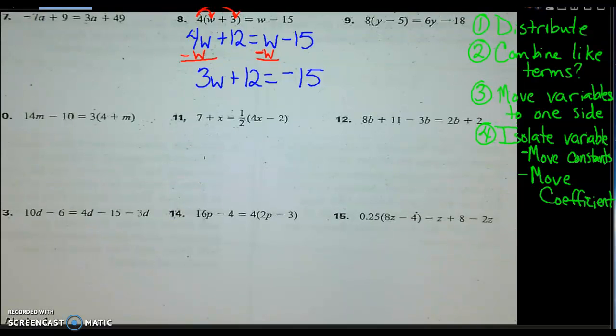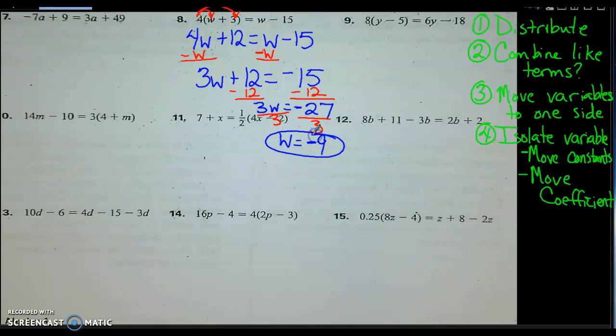Now, isolating the variable, moving the constants. So I'm going to minus 12, minus 12. Okay, those zero out. That's going to end up leaving me with 3w equals negative 15 minus 12. That's going to end up being a negative 27. Okay? Then I'm going to divide. Because I have 3 times w, I'm going to divide by 3. That's going to give me w equals negative 27 divided by 3 is negative 9. So our answer to that one is negative 9.